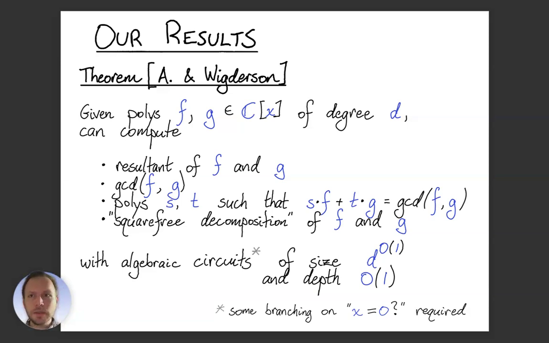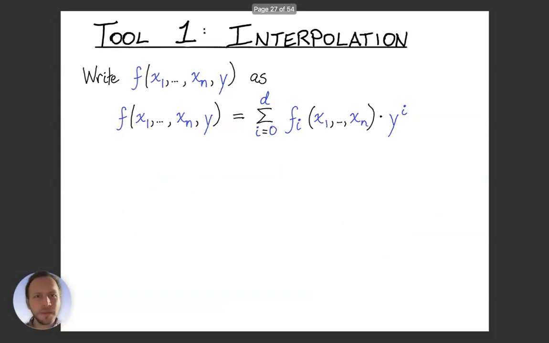So these are our results. I want to give you an idea of what are some of the tools we're using to design these circuits, and what the algorithms actually look like. We really only make use of two tools in this paper, and there's an argument to be made that there's actually only one tool. And that one tool really is polynomial interpolation.